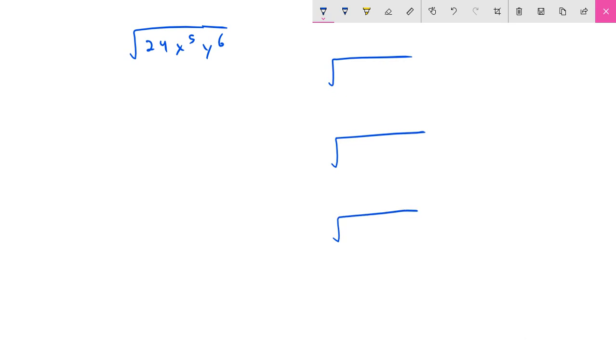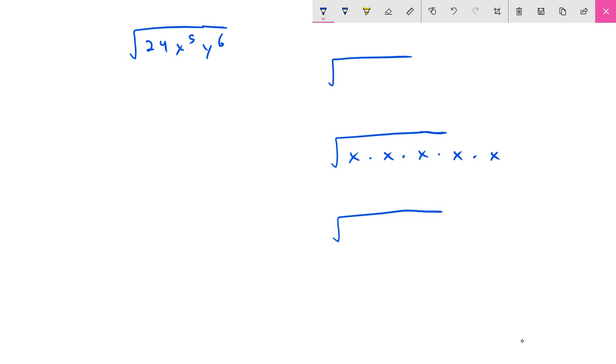Question number 1. Square root of 24, x to the 5th, y to the 6th. So how would I simplify this? If you want to see it the long way, that makes a lot of sense. You can break it down technically into 3 separate parts where it's 24, x to the 5th, and y to the 6th. So the x to the 5th and y to the 6th are very easy to write outright because you can just write x 5 times.